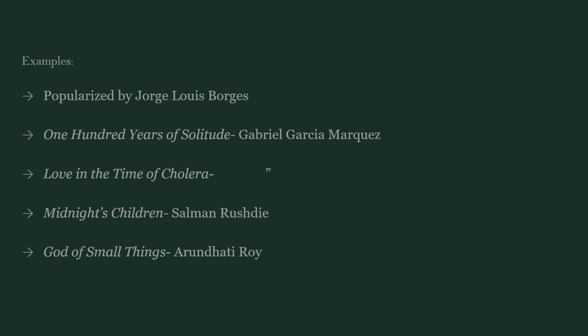We have a few examples here. It is popularized by Jorge Luis Borges. We have a very popular example here, One Hundred Years of Solitude, written by Gabriel Garcia Marquez, and Love in the Time of Cholera by the same author. Salman Rushdie's Midnight's Children has magic realism in it. Arundhati Roy's The God of Small Things has magic realism in it. So all these writers mixed up reality with dreamlike events, fantastic events, magical events.